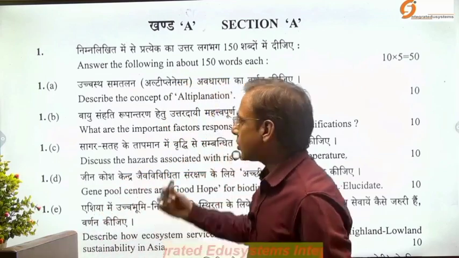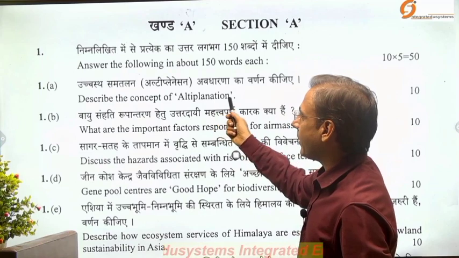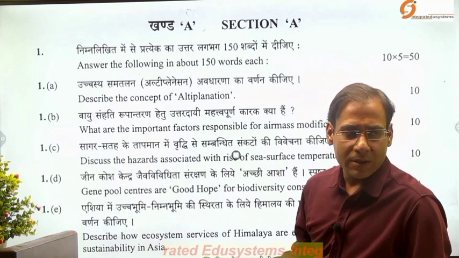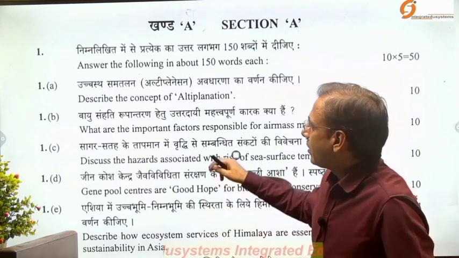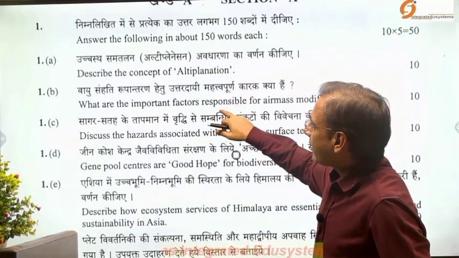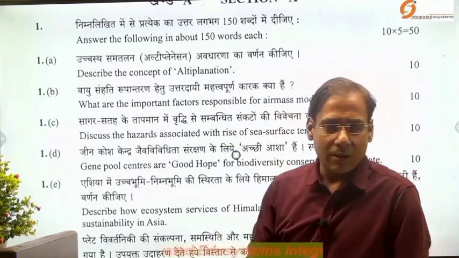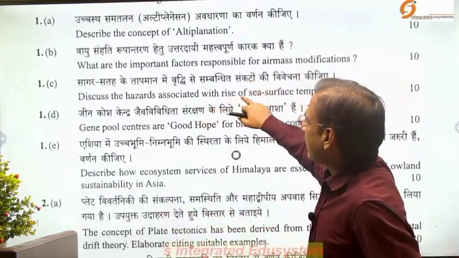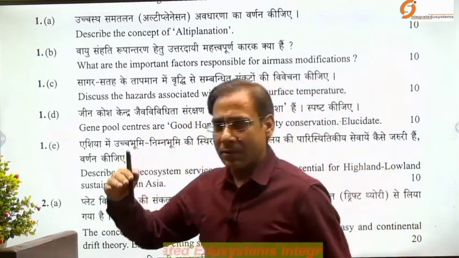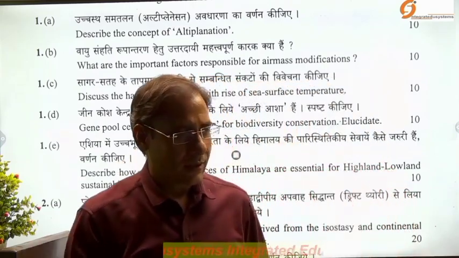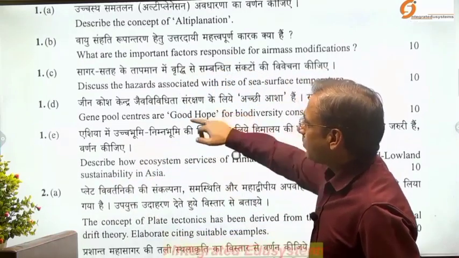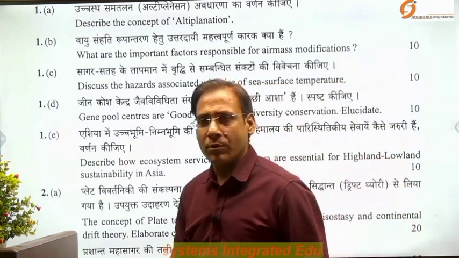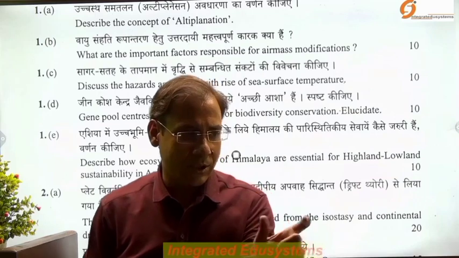Say for example, first question, describe the concept of altiplanation. This is the question that came from geomorphology. Now, what are the important factors responsible for air mass modification? This is the question from climatology. Now, discuss the hazards associated with the rise of sea surface temperature. It is from oceanography. Now, when you look at, gene pool centers are the good hope for biodiversity conservation. Elucidate. The question from biogeography, especially mentioning gene pool centers of the world.